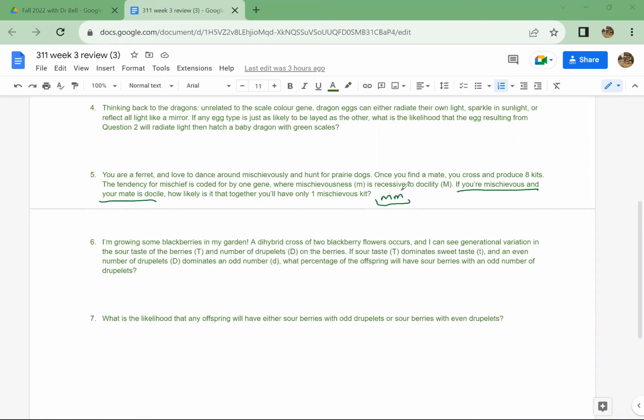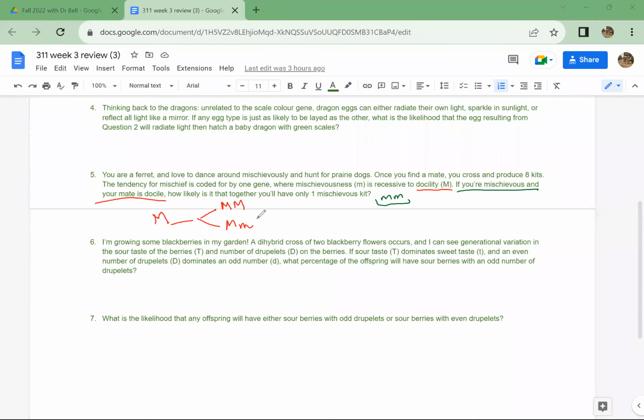So we know that this is your genotype. However, the genotype of your mate is less clear cut. Your mate is simply described as being docile, and we know that docile is dominant, mischievousness is recessive to docility. Because your mate is only described as being docile, they only have to have a single dominant allele. And this means they can be either this way or this way.